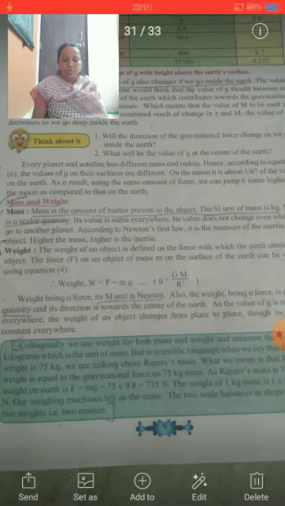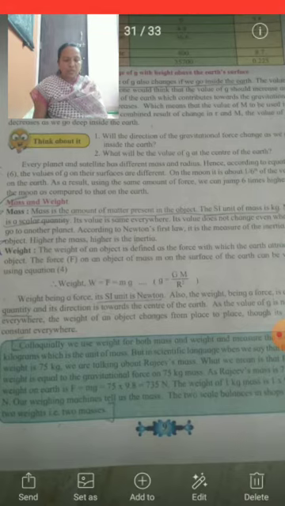Weight being a force, the SI unit of weight is Newton. We know the SI unit of force is Newton. Weight is also gravitational force. Therefore, the SI unit of weight is also Newton. And also, weight is a force, a vector quantity, and its direction is towards the center of the Earth.